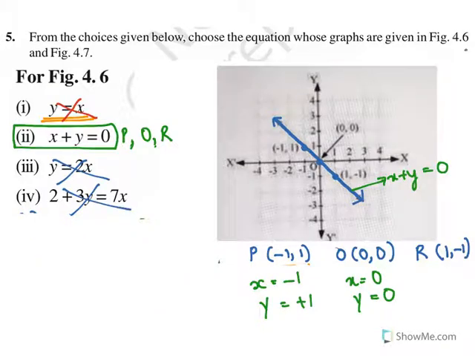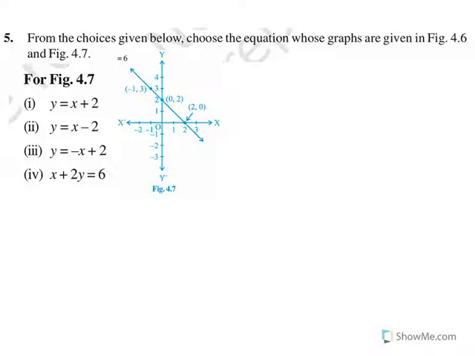So remember, if a point has to lie on a particular line, it satisfies that equation. It is a solution of that equation. If we put the x and y value in that equation, the left hand side becomes equal to the right hand side. Now here is a similar kind of question.